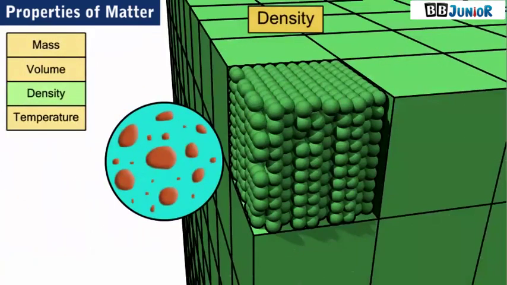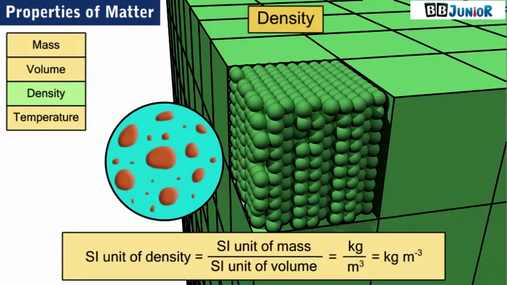Density is the amount of mass per unit volume of the substance and can be illustrated as shown in the equation. As this unit is, chemists often express density in grams per cubic centimeter.